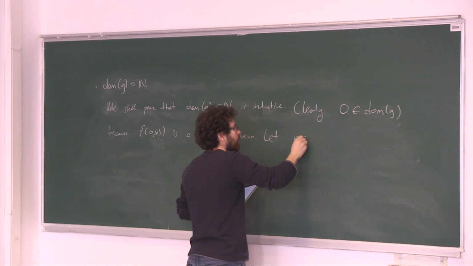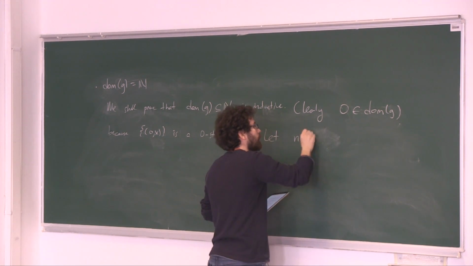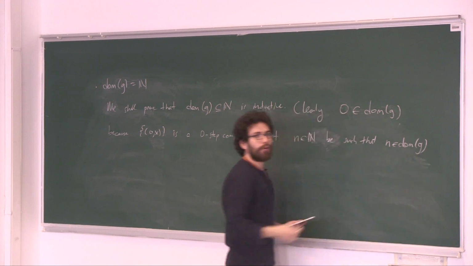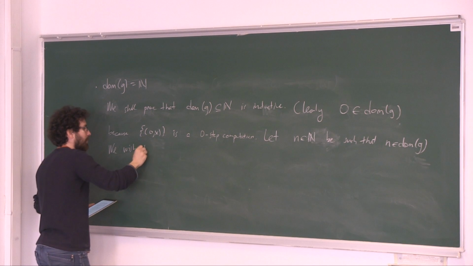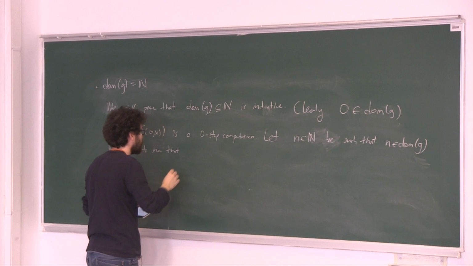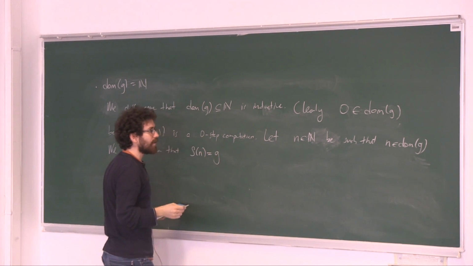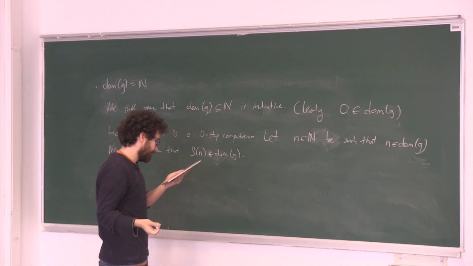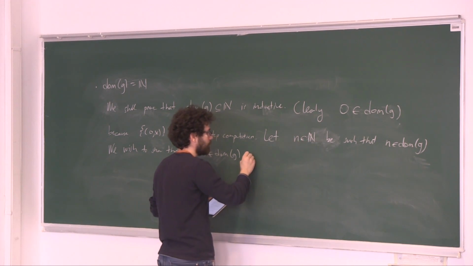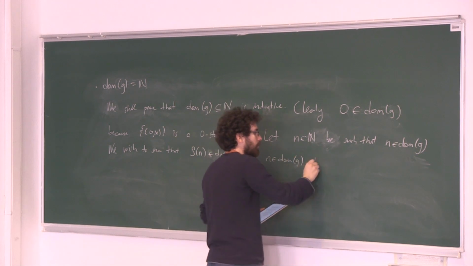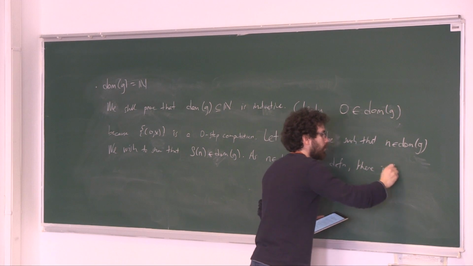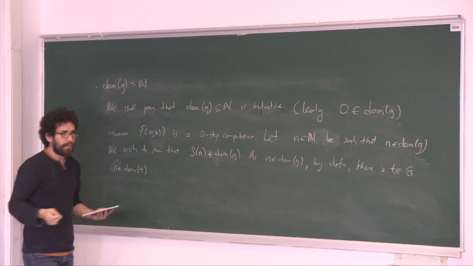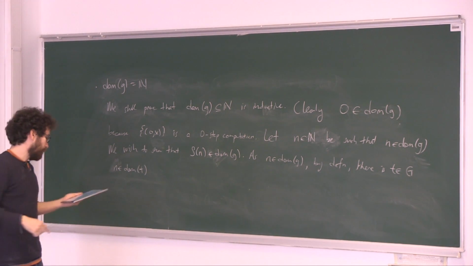Now, let n be a natural number such that n is in the domain of G. We wish to show that successor of n is in the domain of G. Now, because n is in the domain of G, by definition, there should be some computation T such that n is in the domain of T, because domain of G is the union of domains of these computations.